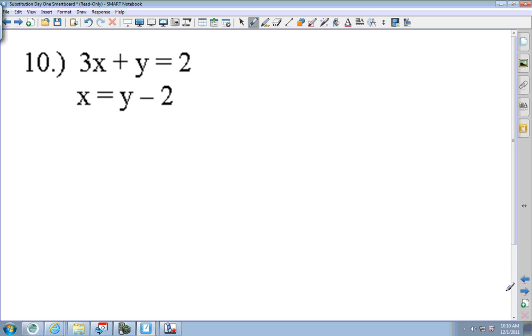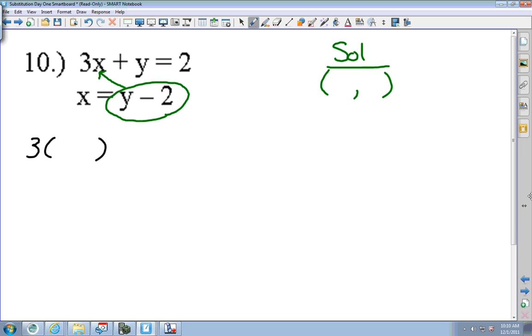Here's number 10. You want to write this down, and we're trying to find our solution, our x and our y. You need to circle what x equals, and I'm going to put it right here in for x. So it says 3 times x. So I'm going to have 3 times, instead of x, y minus 2, plus y equals 2.